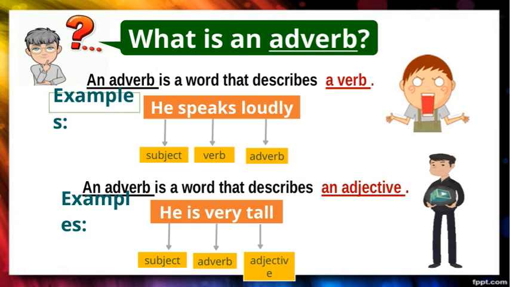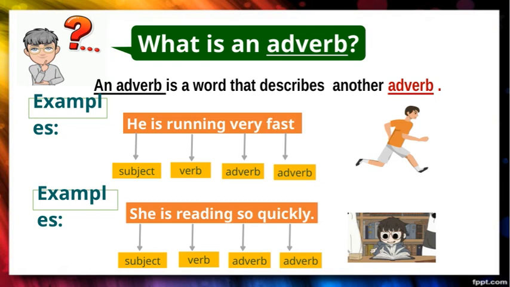Now let's look at what an adverb is. An adverb is a word that describes either an adjective or a verb. For example, in the phrase, "he is very tall," the word very is an adverb because it describes the adjective tall. It tells us how tall he is. Similarly, in the sentence, "he speaks loudly," the word loudly is an adverb because it describes how he speaks. It gives us more information about the verb speaks. The key thing to remember is that adverbs add detail and help us understand more about how, when, where, or to what extent something happens. Recognizing adverbs will help us make our descriptions clearer and more precise in our communication.